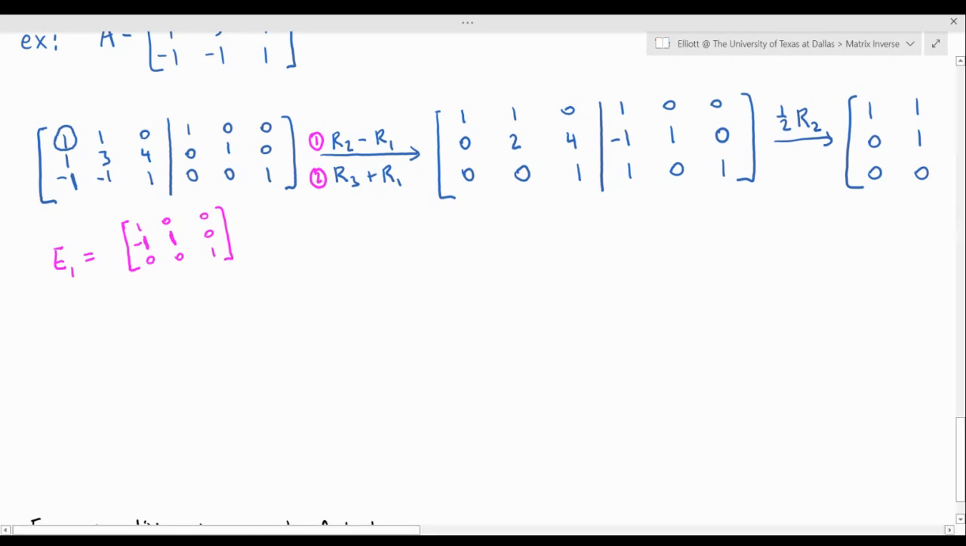Yeah, no problem. So then just to get the rest of them real quick. E2: if you do row 3 plus row 1, that puts a 1 in the 3,1 entry, and then the rest will look like an identity. So that's E2. For this third operation that we did, that just puts a 1/2 in the middle because you're multiplying row 2 of an identity matrix by 1/2. So that's E3.